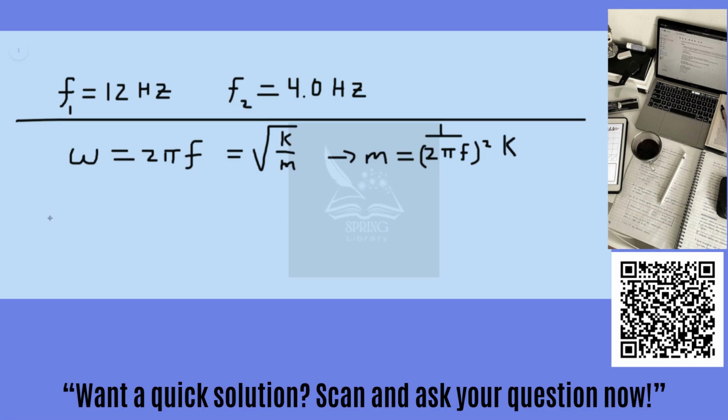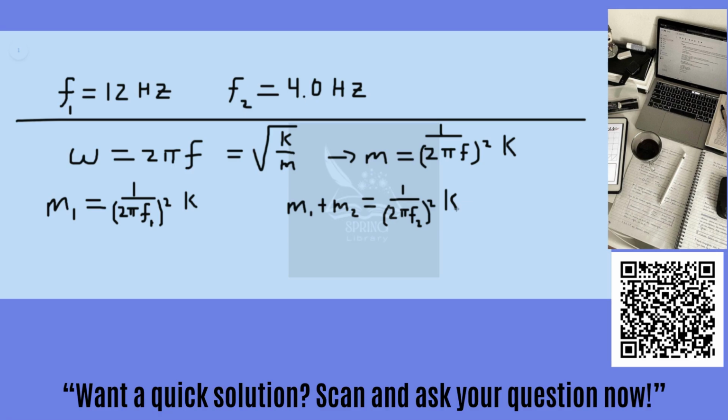All right, so in the case when we have the first mass hanging from the spring, and that's it, we have m1 is equal to 1 over 2 pi f1 all squared multiplied by k. And in the second situation, when we have frequency f2, we have m1 plus m2 is equal to 1 over 2 pi f2 squared times k.